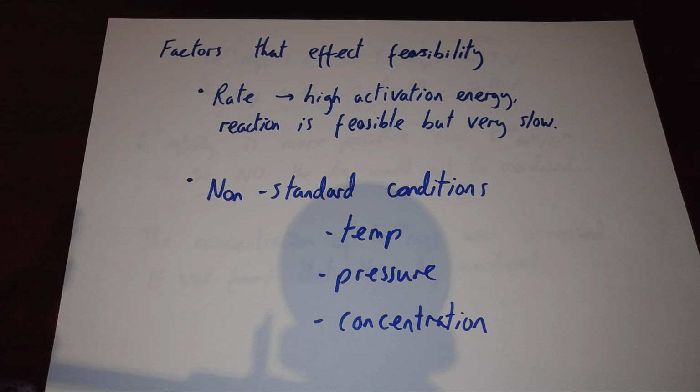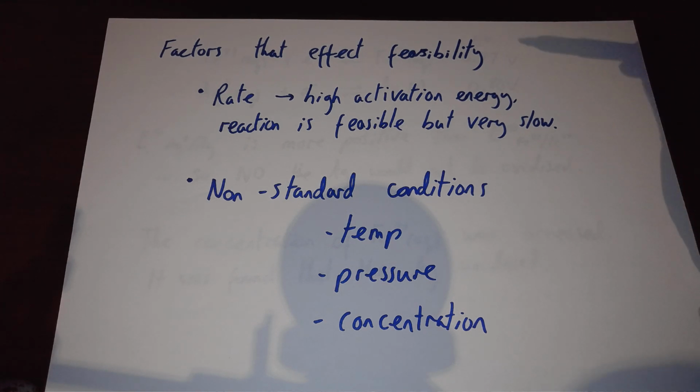So a reaction can appear feasible or not feasible based on the E cell value. It's feasible if the E cell value is positive. It's not feasible if it's negative. But in reality, that may not be what you see. And there are two main factors to consider here.